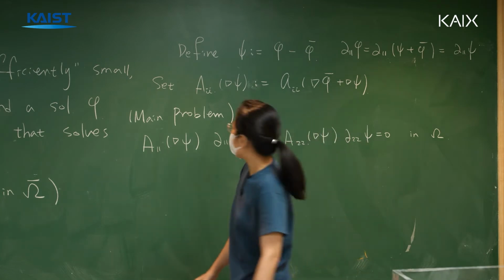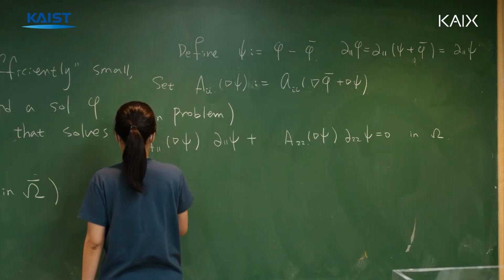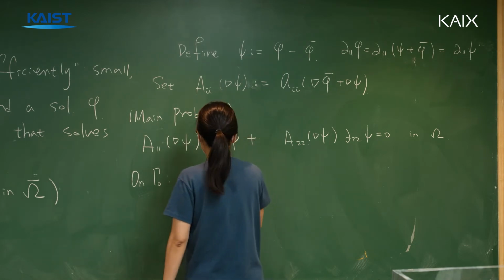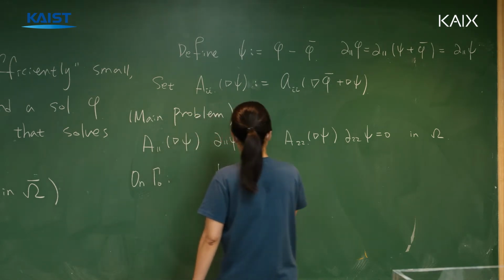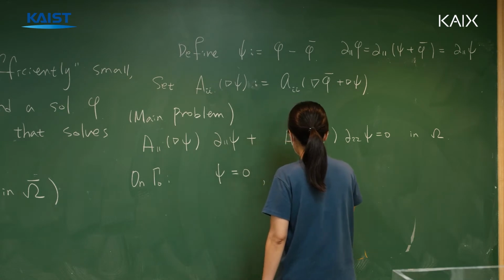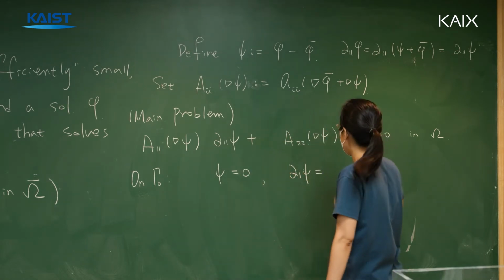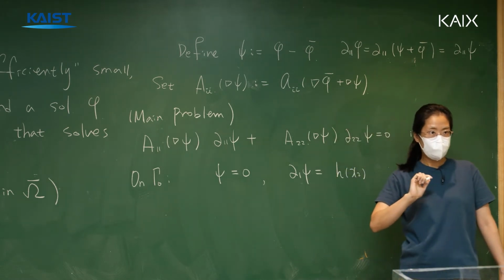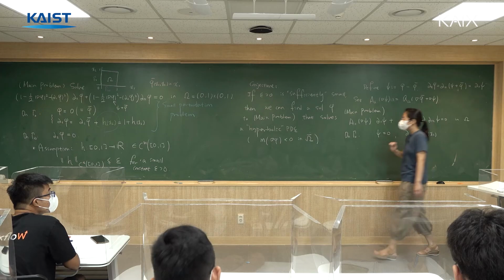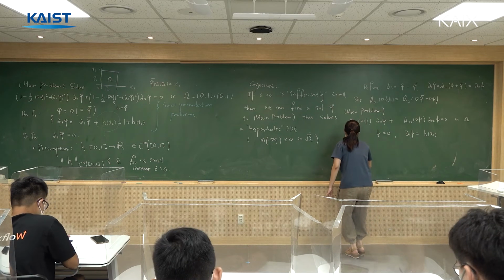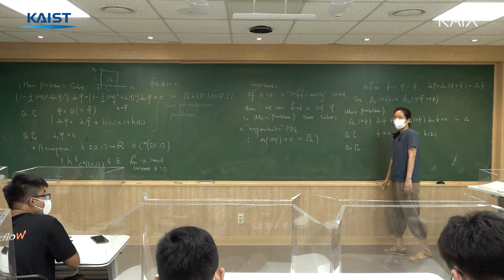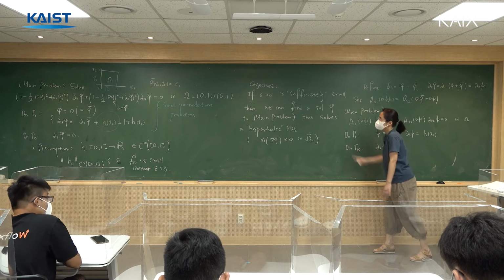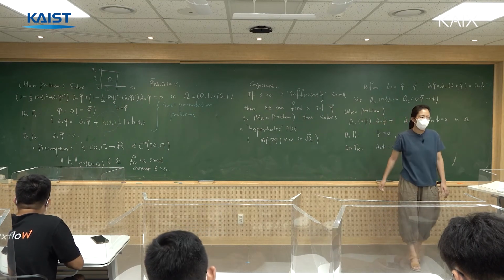And then for the boundary condition, now we have psi equal to 0. Also, D1 psi, by definition, this simply becomes h of x2. And for the wall boundary condition, do we also have D2 psi equal to 0? Same as the previous one for the original function phi.